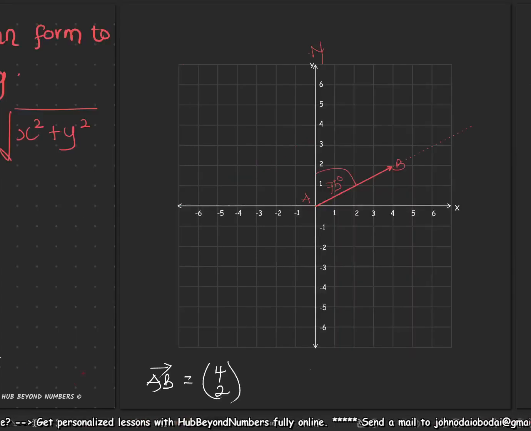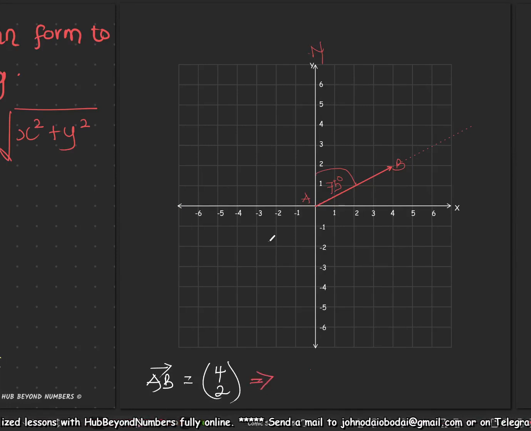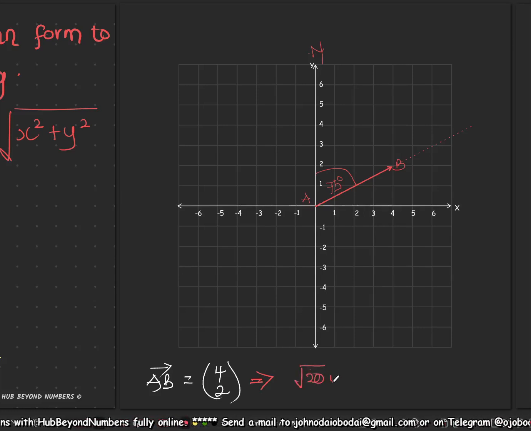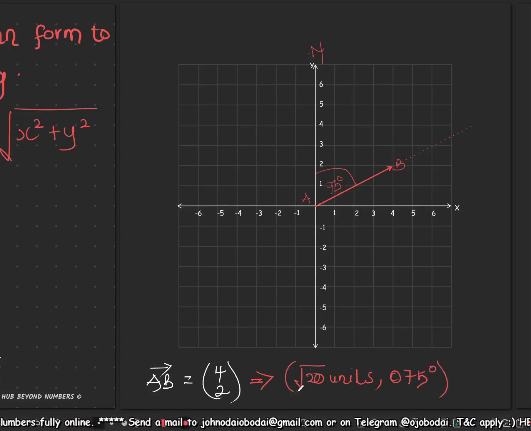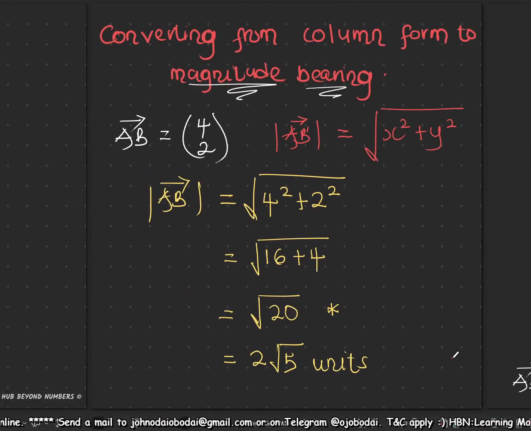So that simply implies that this vector over here, if we are to write it in magnitude bearing form, first of all, we know its magnitude. That is root 20 units, comma, its bearing 075 degrees. And that is all. All right, so I'm going over one last time. If you have the bearing, this is in its column form.